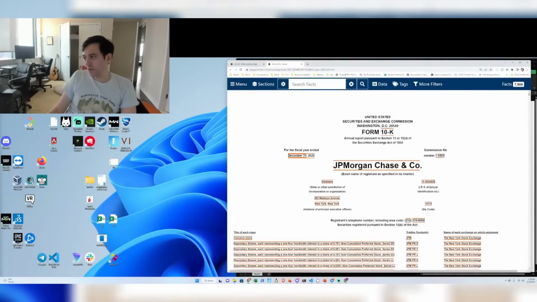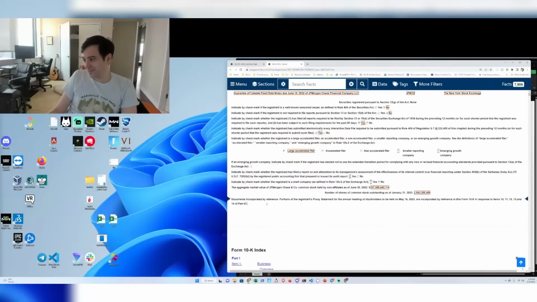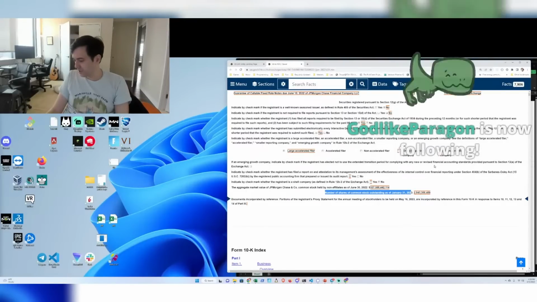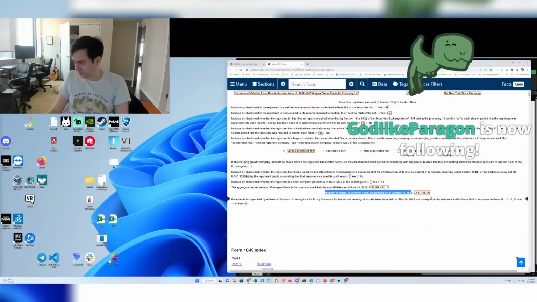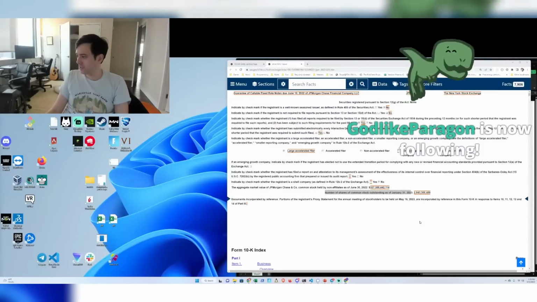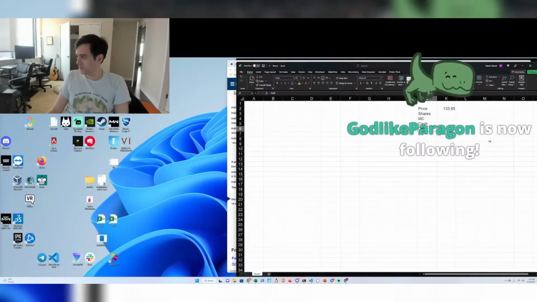Now, the most important thing about 10Ks to me is that right on their first page, you can see how many shares outstanding the company has. And that might be hard to see, but it says 2.9 billion shares of common stock outstanding as of January 31st, 2023, 2.943 billion. So 2,943,355,459. So I'm going to put that here in our shares outstanding.